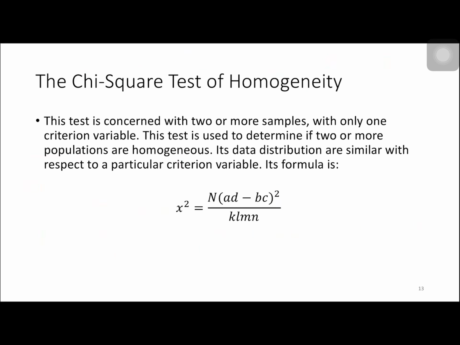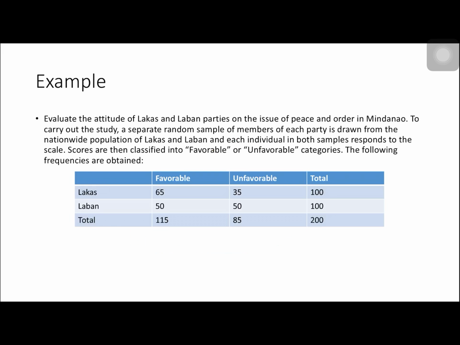Okay? Then, next is the chi-square test of homogeneity. So for this one, this is concerned with two or more samples with only one criterion variable. So this test is used to determine if two or more populations are homogeneous. Its data distributions are similar with respect to a particular criterion variable, and the formula is chi-square is equal to N times AD minus BC squared divided by KLMN. So N times AD minus BC squared over KLMN.